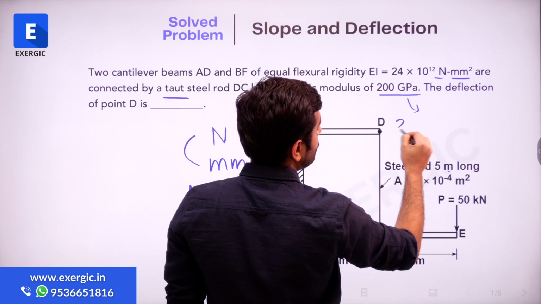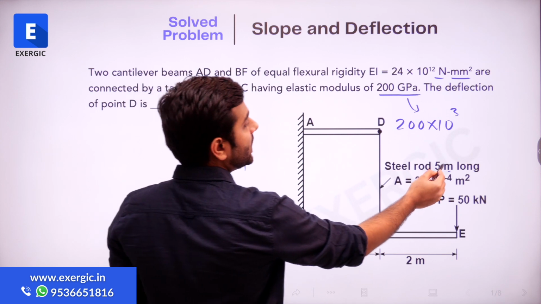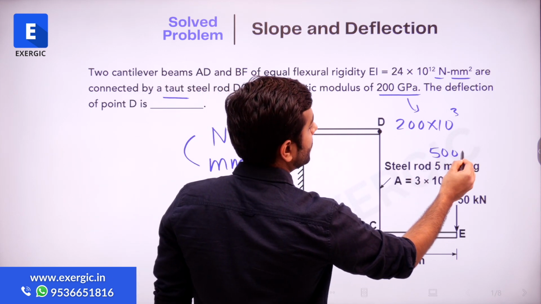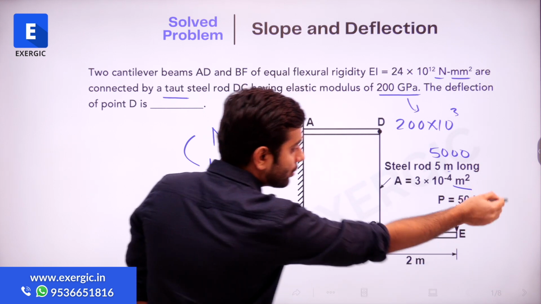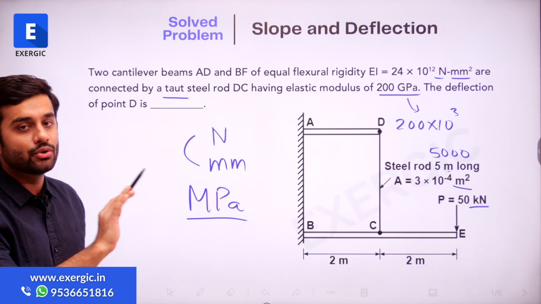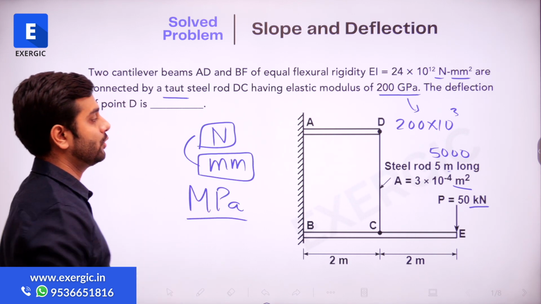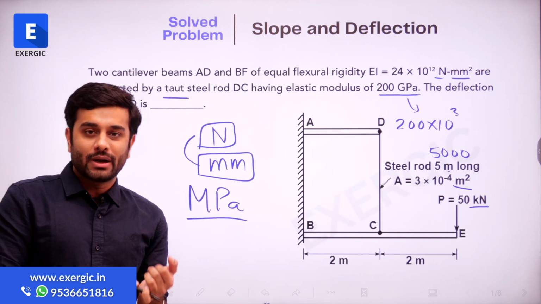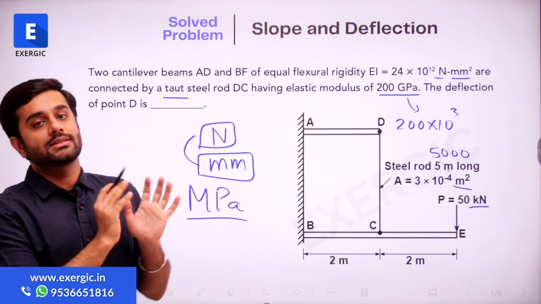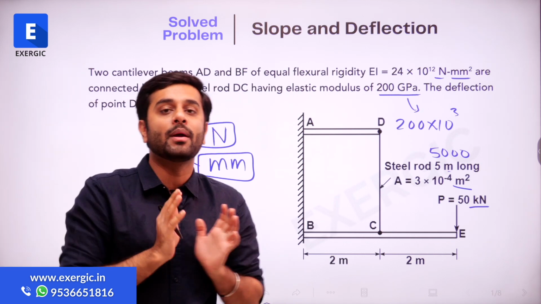Gigapascal is written, which you can convert to megapascal by multiplying it with 1000. This meter you convert to mm by multiplying with 1000. Meter square you convert to mm square. Kilonewton you convert to Newton. So ultimately the units of forces will be converted to Newton, the units of length will be converted to mm, and if any direct value is given like gigapascal or pascal, convert that to megapascal, which is nothing but the unit of stress in terms of Newton and mm.